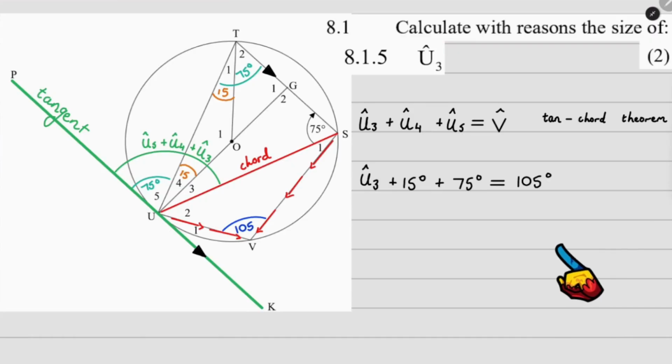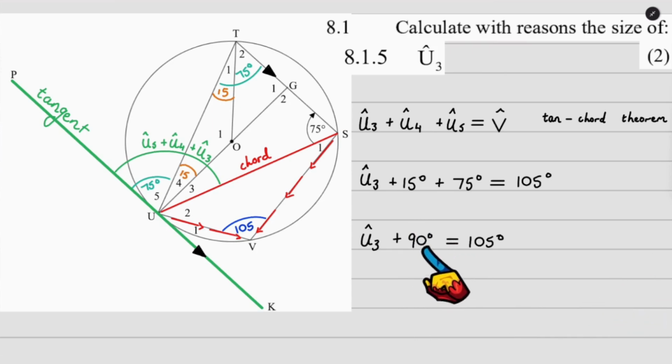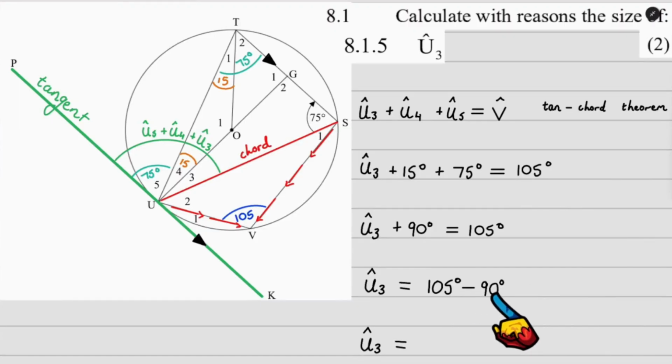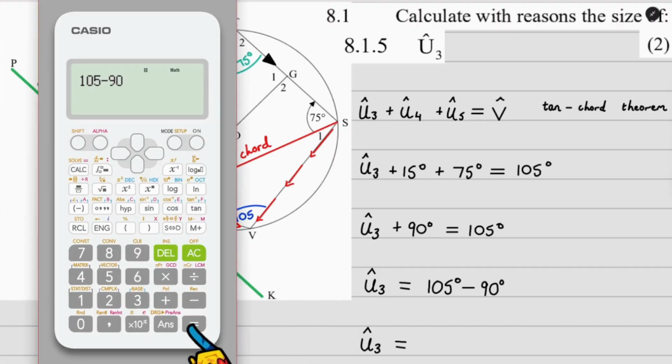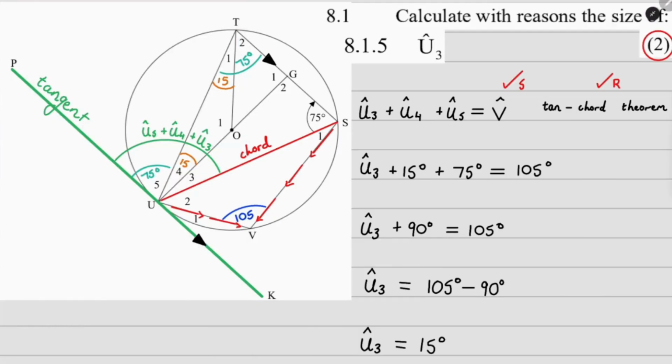After those changes have been made, the mission is to solve for U3. So 15 plus 75 is 90 degrees. I'm going to take that 90 degrees over to the other side so that I can get U3 on its own. And when I do that, it becomes a minus. And 105 minus 90, I believe it's 15 degrees. Just triple check yourself with the calculator always. Yes, 15 degrees. And your 2 marks only come from the statement and the reason in this question.